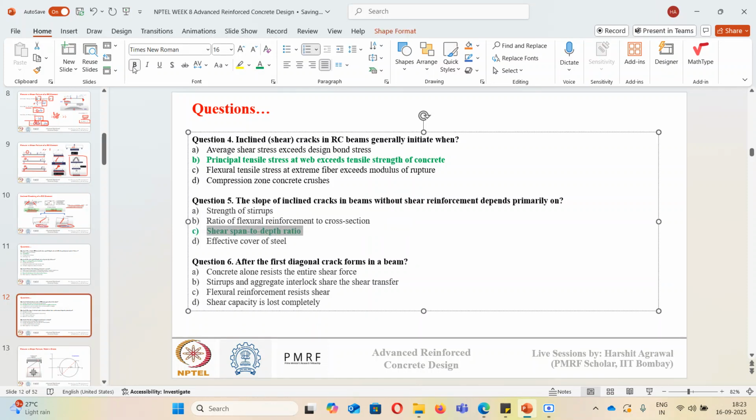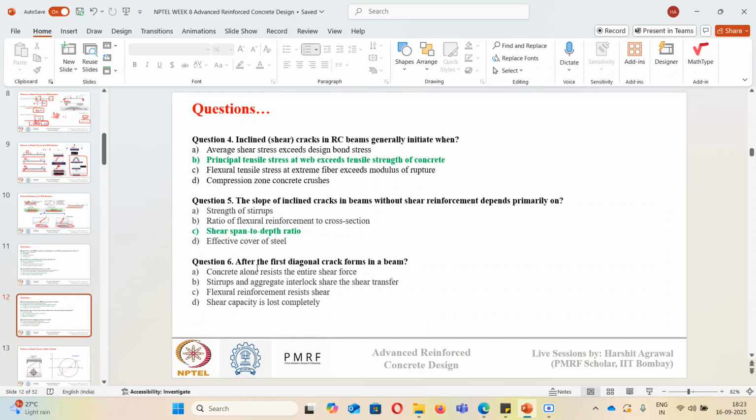The shear span means the a value, the distance from the support where the load is acting. That is known as the shear span. When the a by d ratio is very high, we say that the crack is vertical, so the slope is 90 degrees. When this ratio is very small, the crack is inclined, so the slope is 45 degrees.